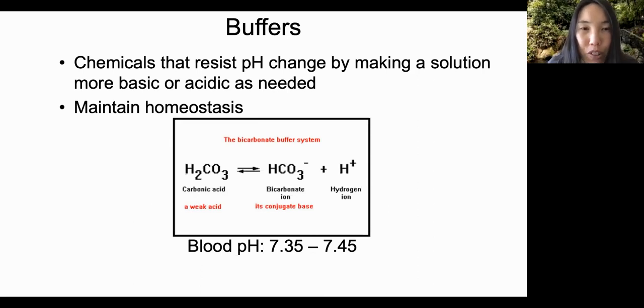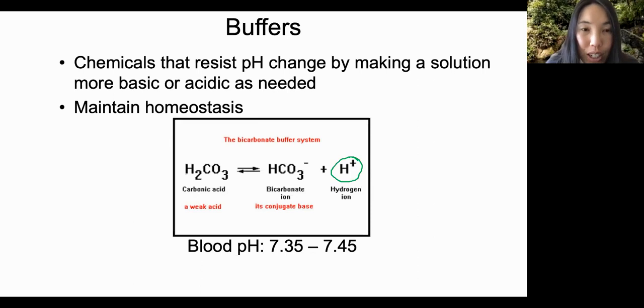The bicarbonate buffer system helps you do that. It consists of carbonic acid, which is H2CO3, and bicarbonate. If, for example, your blood is too basic, in other words, above 7.45, carbonic acid can dissociate and give off a hydrogen ion. So you'll see that right here. And that will increase the acidity of your blood, or in other words, bring back down the pH.